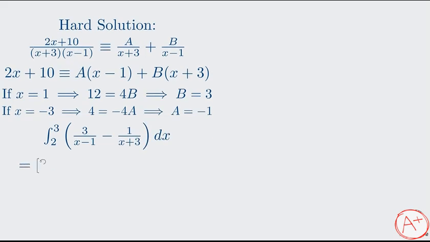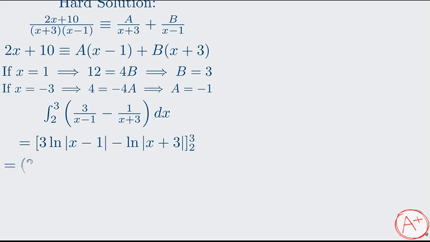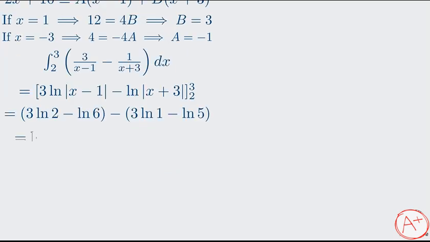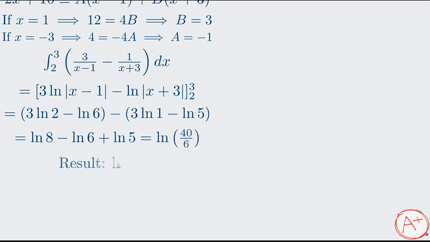This integrates to 3 times the natural log of the absolute value of x minus 1 minus the natural log of the absolute value of x plus 3. Substituting the limits, we get 3ln2 minus ln6 minus the quantity 3ln1 minus ln5. Using log laws, this simplifies to ln8 minus ln6 plus ln5, which is natural log of 40 over 6. The exact value is the natural log of 20 over 3.